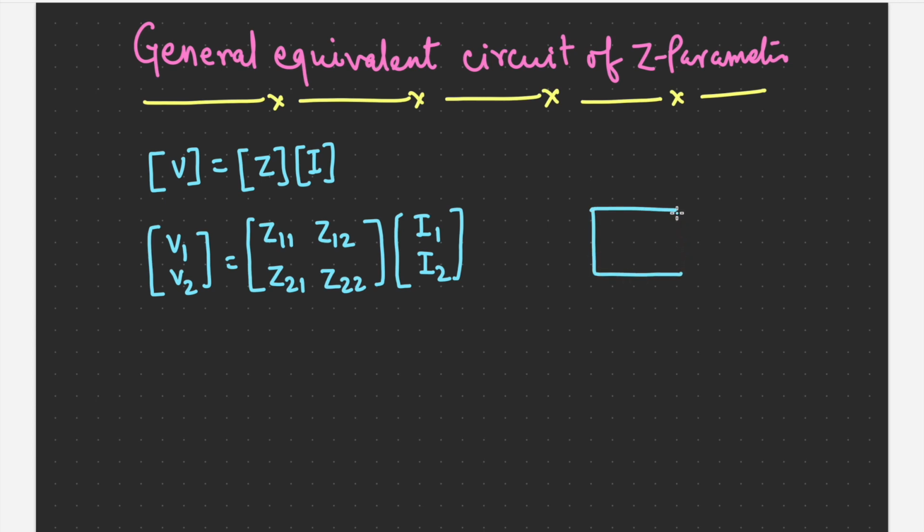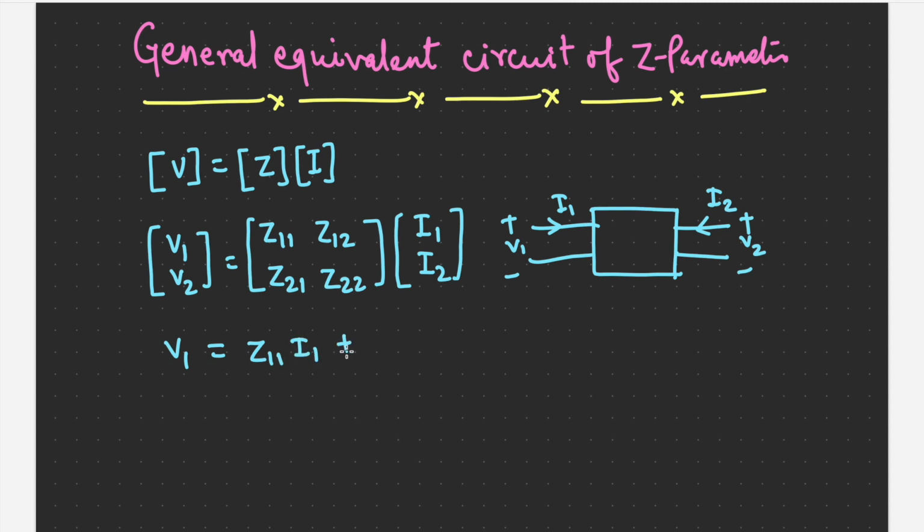where the usual meaning of V1, V2, I1, I2 is given in the network. So here we have V1 and this is our V2, I2 and I1 are incoming currents. So the individual equations will be V1 equal to Z11 I1 plus Z12 I2, and V2 will be equal to Z21 I1 plus Z22 I2.